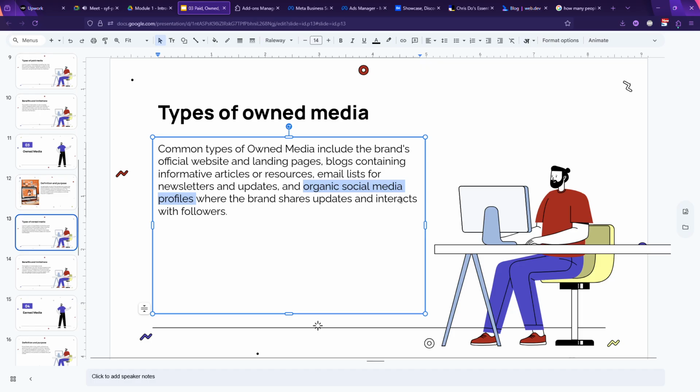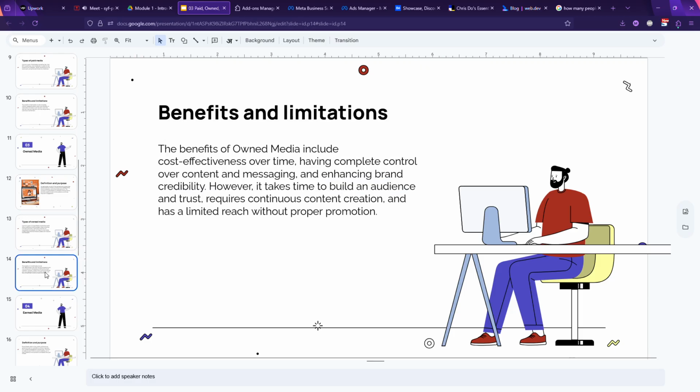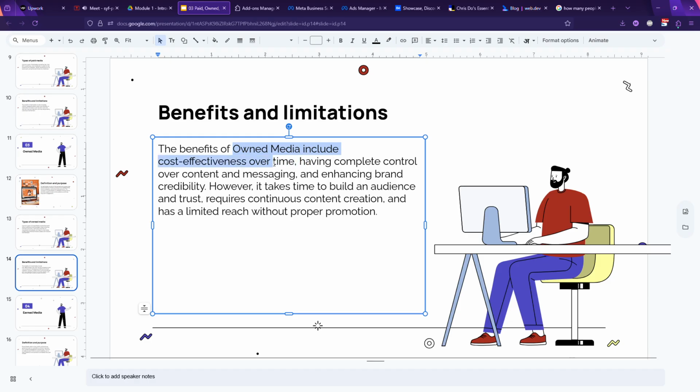Owned media is where brands share updates and interact with followers. Now, benefits and limitations. The benefits of owned media include cost effectiveness over time, because time is the only thing that you need, and it is cost effective. And since it is there in your page, it will stay there.